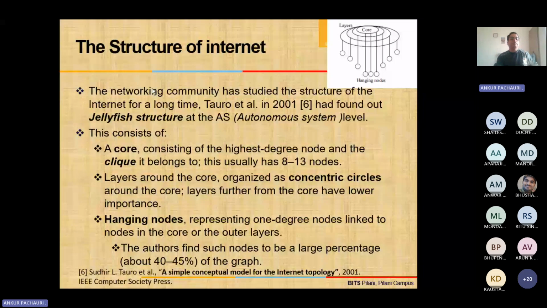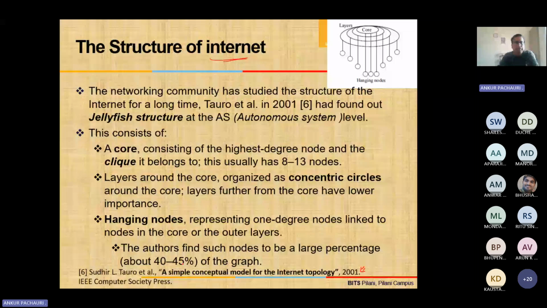So there was another researcher, Sudhir L. and Tyro et al. They also observed one small thing. They didn't do much. In the year 2002, they just arranged the nodes of a graph of the internet based on their degree.